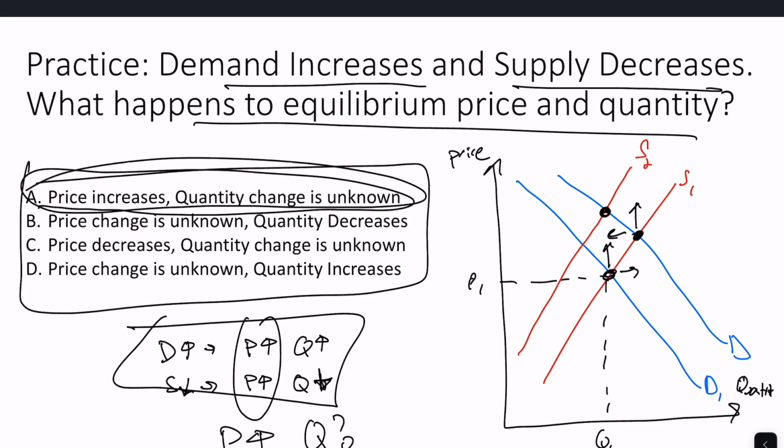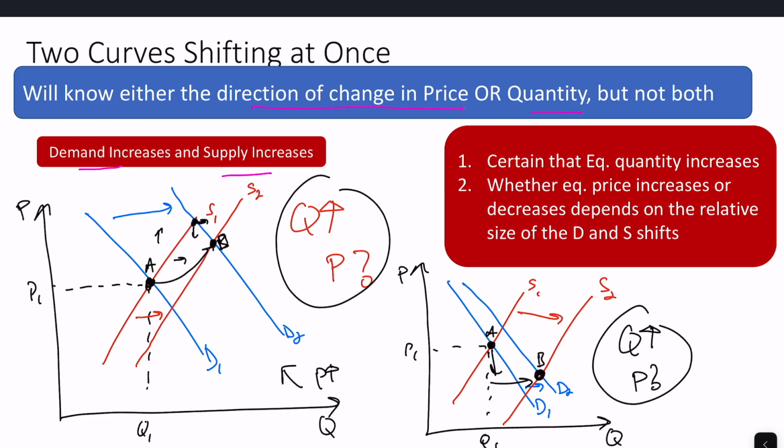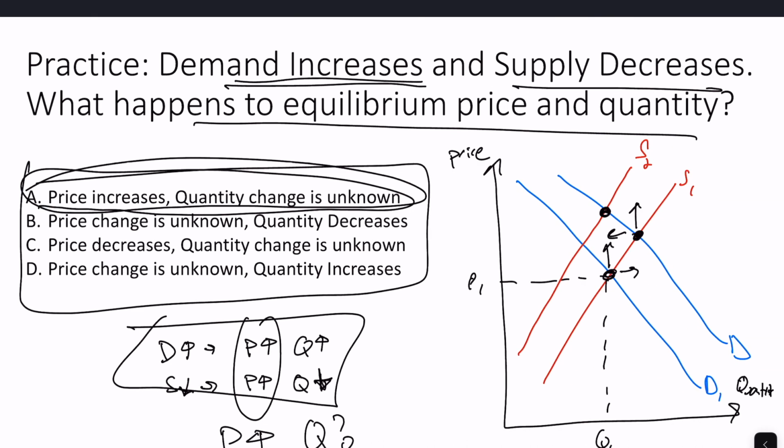Okay, I've gone through 2 examples here. I got a demand increase and a supply increase, and we just did a demand increase and a supply decrease. On your own, go through a demand decrease and supply increase and a demand decrease and a supply decrease. If you can do all 4 of those, you got this stuff mastered and you don't have any worries on the exam.